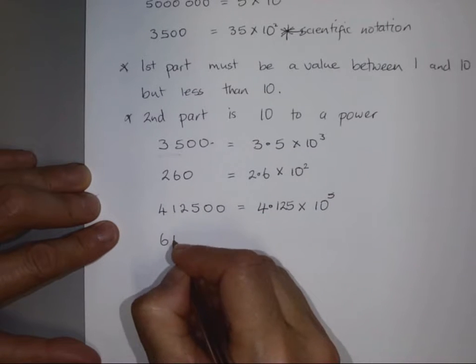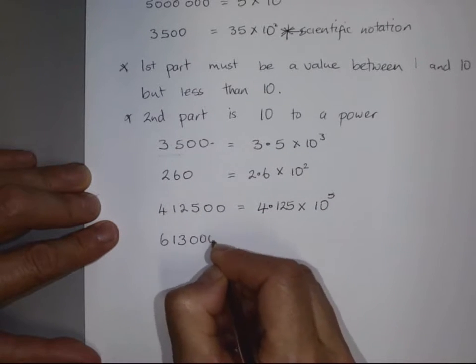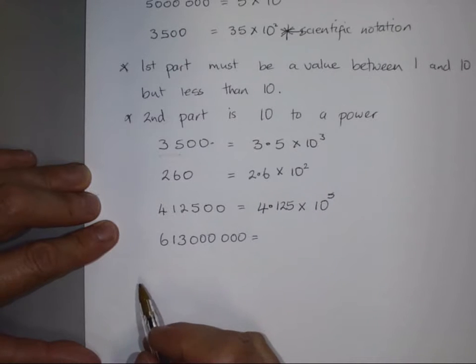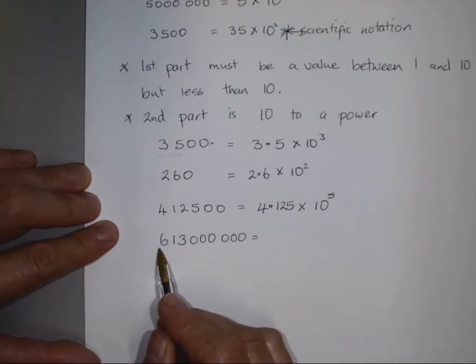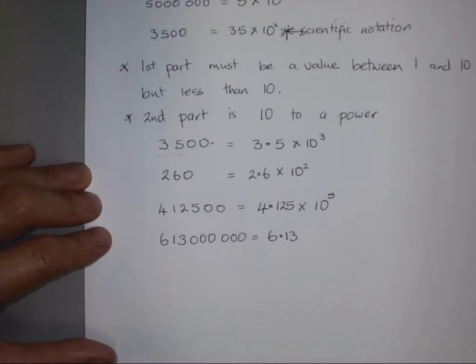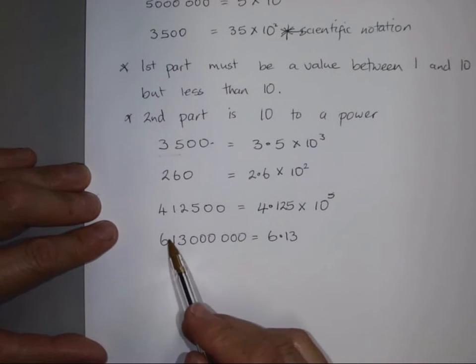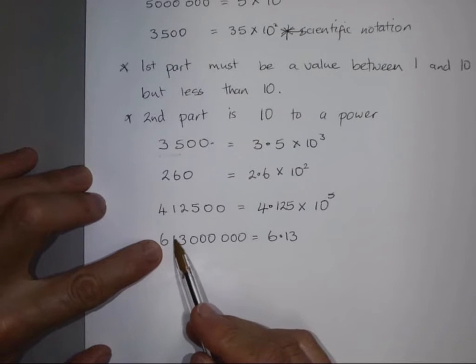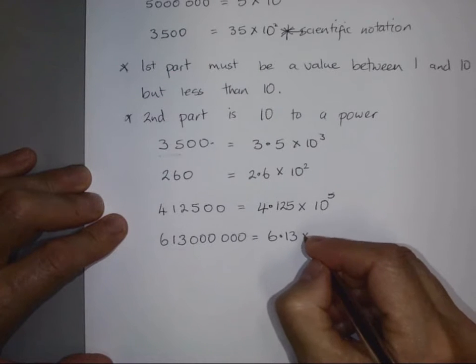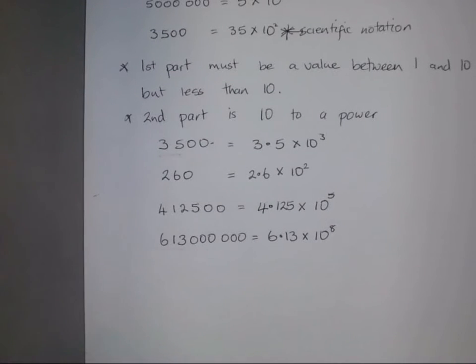How about this? 613,000,000,000. That's 613 billion. As a number between 1 and 10, this will become 6.13. That's the first part sorted. Now, if the decimal is there, that means we have 1, 2, 3, 4, 5, 6, 7, 8 powers. So it's by 10 to the power of 8. And this is how we use scientific notation to express very large numbers.